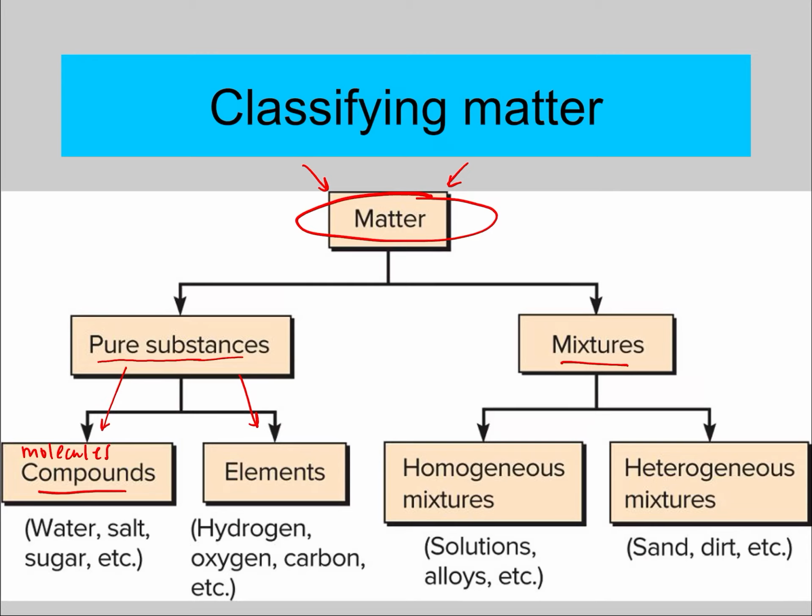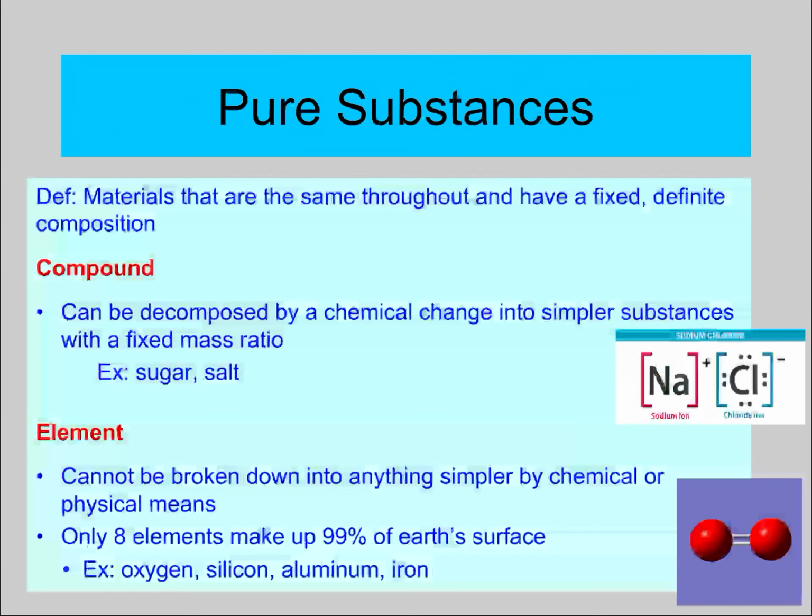like molecules made up of more than one type of atom. And then we're going to have elements, which are made up of only one type of atom. Now with mixtures, we're going to have 2 different types. We're going to have our homogeneous, which are going to be uniform throughout, and our heterogeneous, which are going to be non-uniform throughout. So pure substances is going to be something that is the same throughout and has a fixed, definite composition, meaning no matter where I scoop out of my container of water, it's always going to have water.